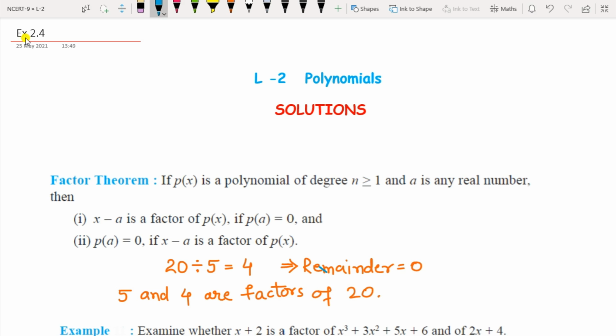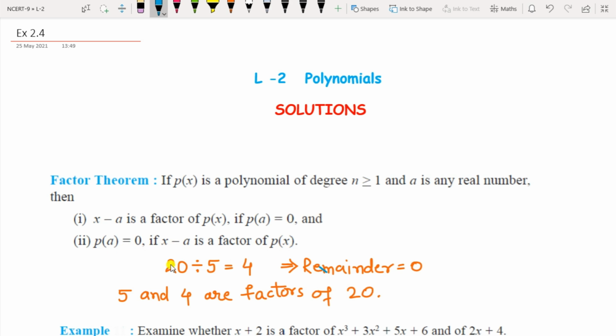In this video we are going to see the solutions of exercise 2.4 of lesson 2 polynomials. So here we are going to study about factor theorem. That is, if p(x) is a polynomial of degree greater than or equal to 1 and a is any real number, then x minus a is a factor of the polynomial if p(a), that is, if you substitute a in place of x in p(x), is equal to 0. That is, the remainder is 0. And vice versa, if the remainder is 0, then x minus a is a factor of p(x).